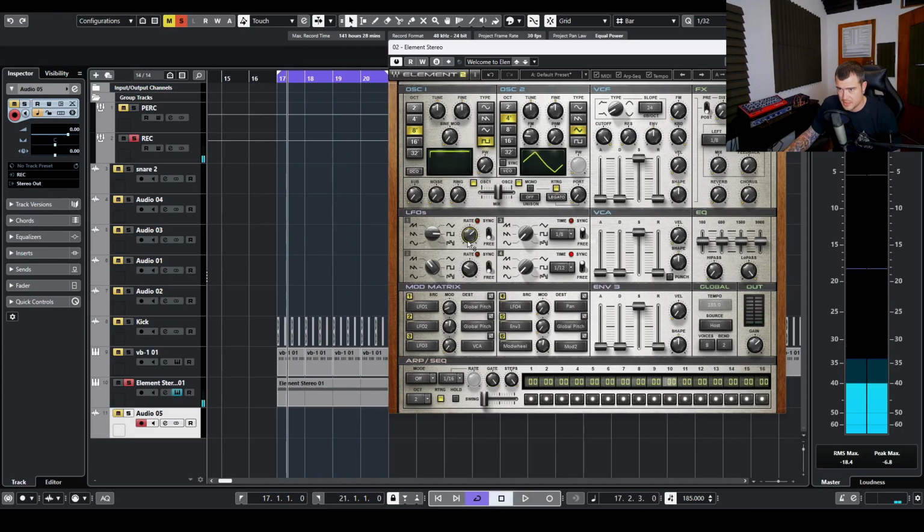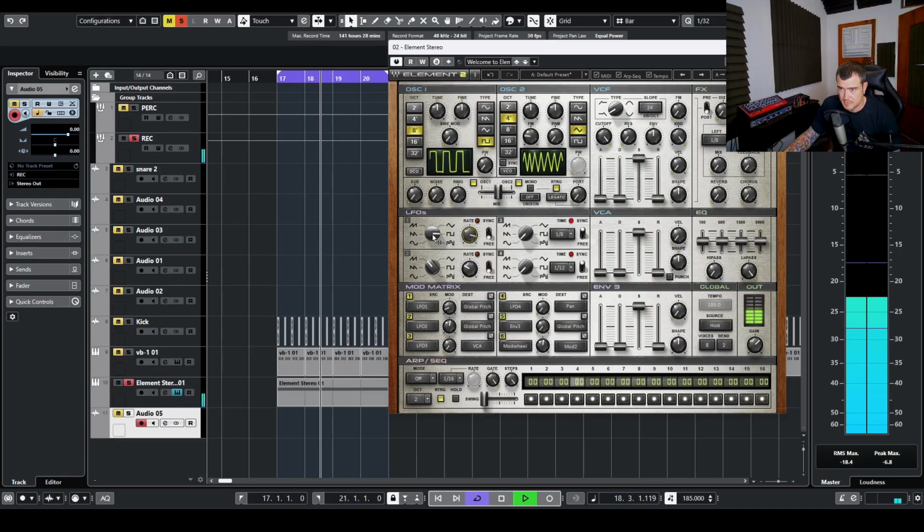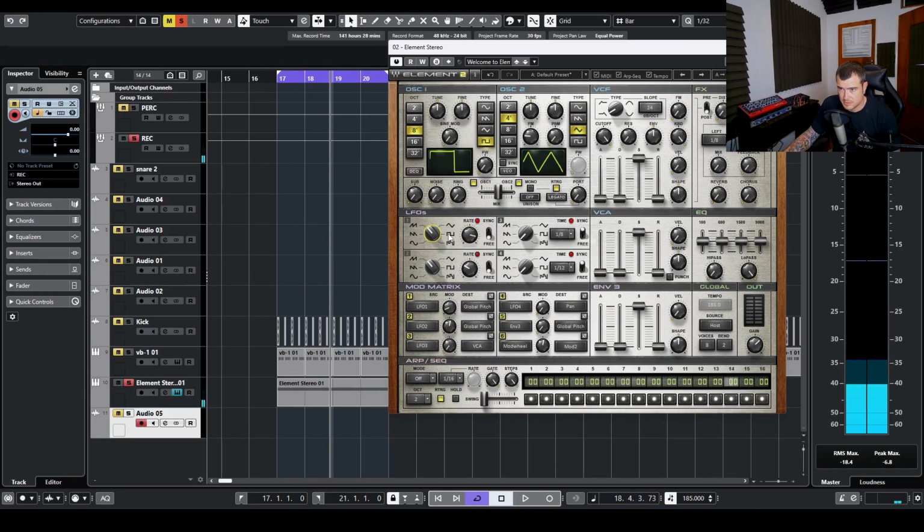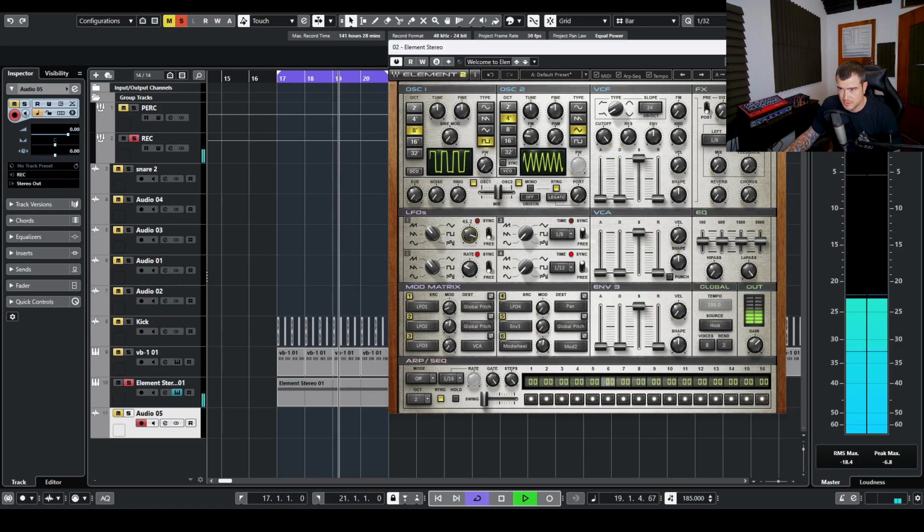So now as it's going up and down, I'm playing with the rate of the first LFO, which I think sounds quite interesting. It's currently on square. I'm moving it over to saw up.